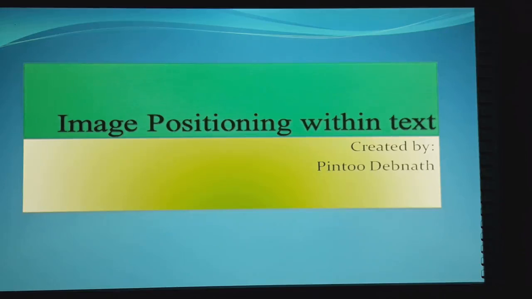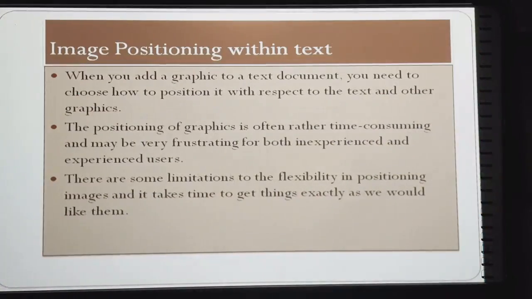So the first point which we will be discussing here is image positioning within the text. Now, how can we position our images within the text? It can be a picture, a clip art, a file, a smart art, graphs, or any other kind of drawing objects. Whenever there is a need for insertion of a graphic to a text document, when you add a graphic to a text document, you need to choose how to position it.